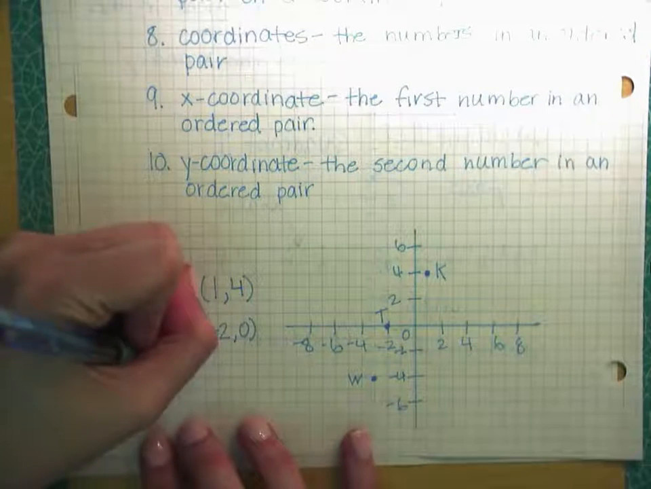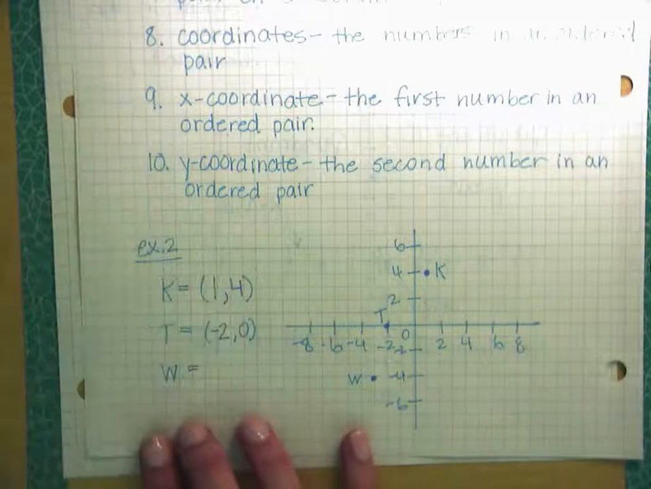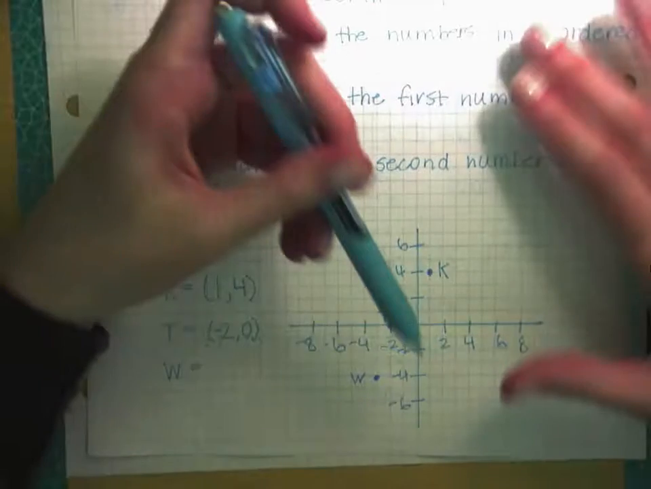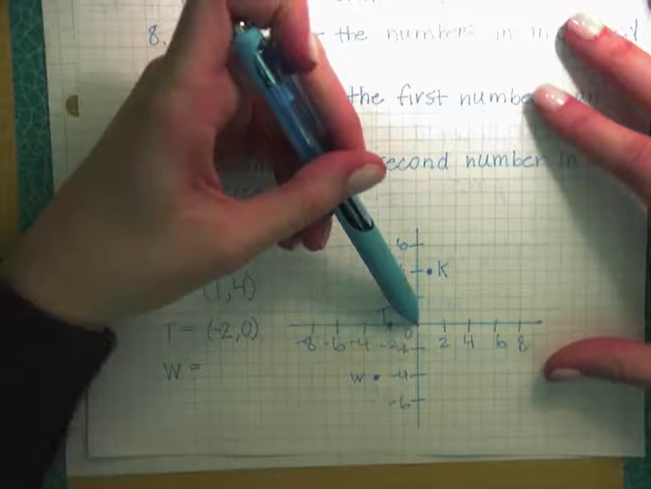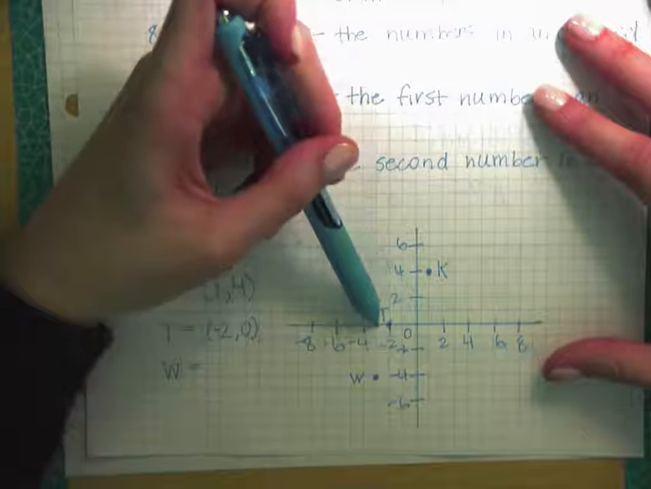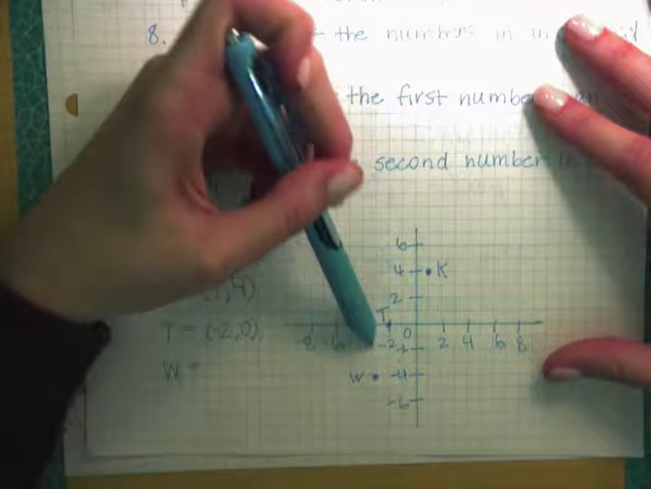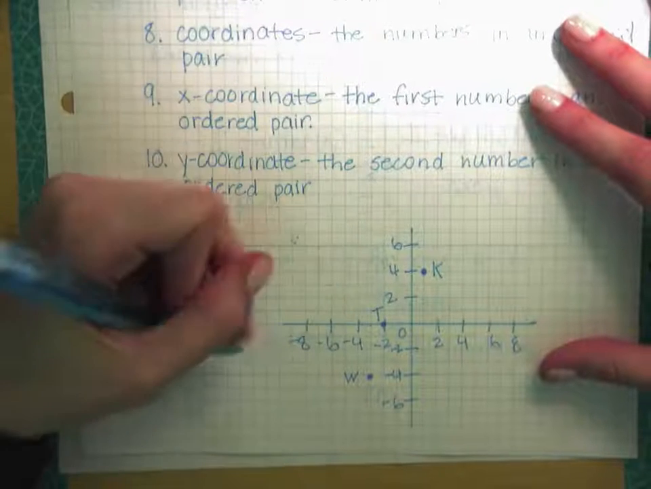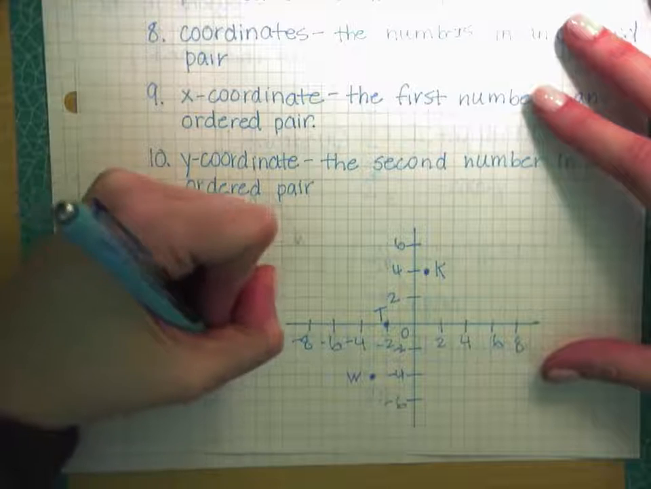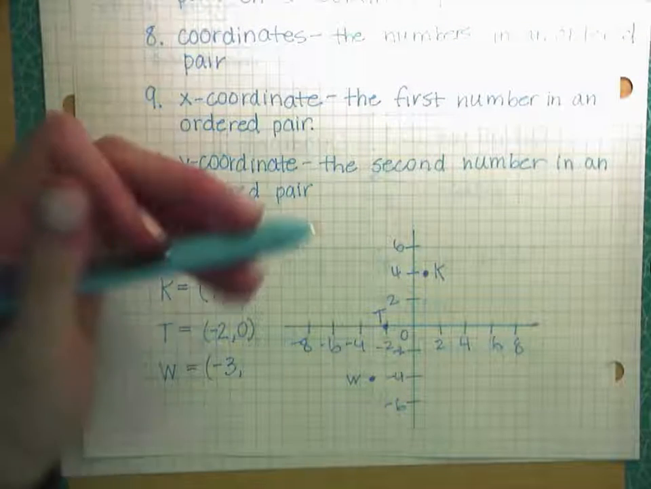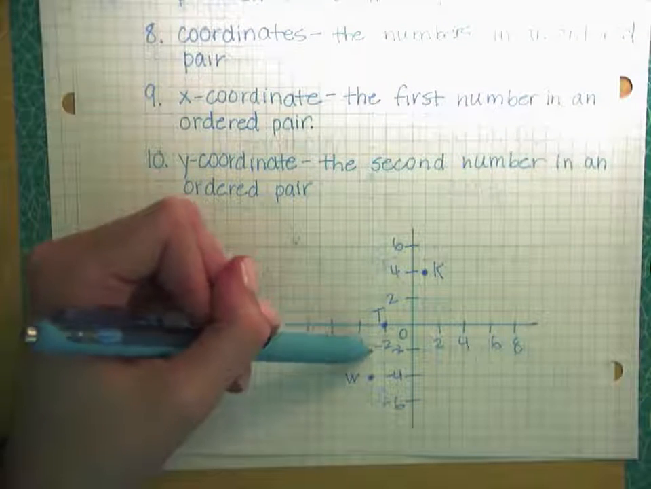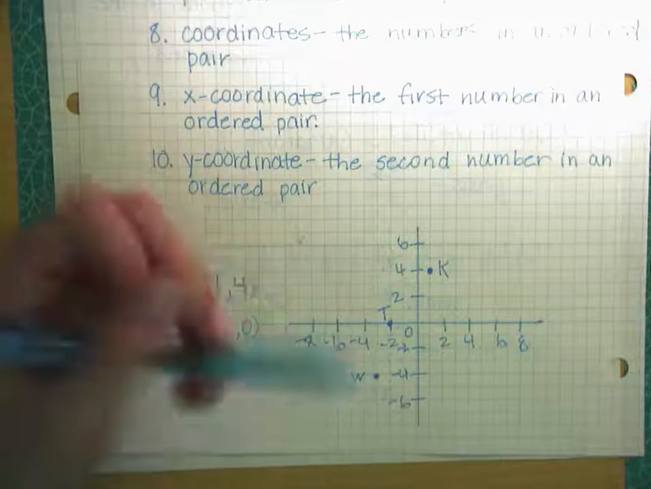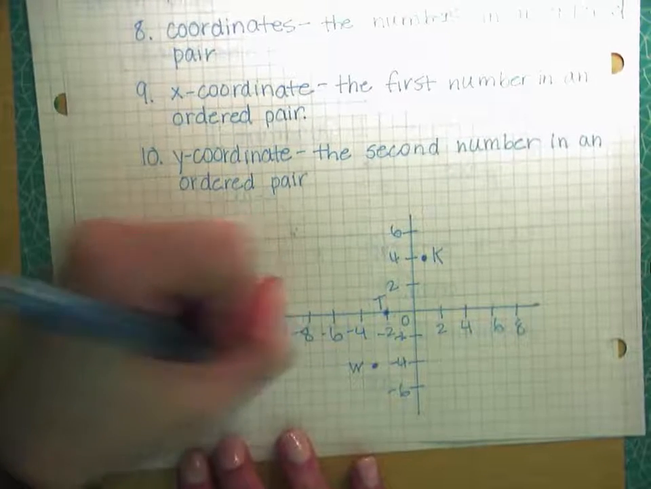All right, and our last one, point W. Again, start at the origin, see how far to the left or right we went. It looks like we went to the left to -3. So that's going to be my x coordinate. And then we went down to -4. So that will be my y coordinate.